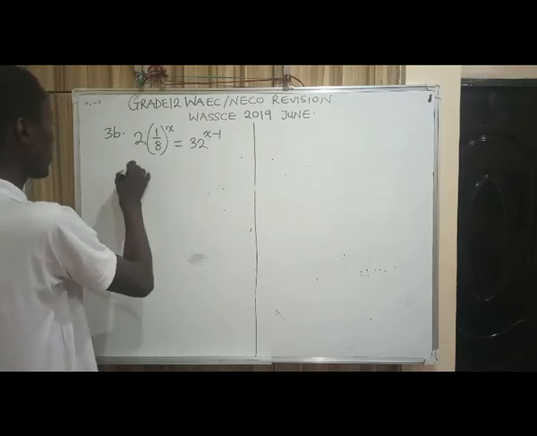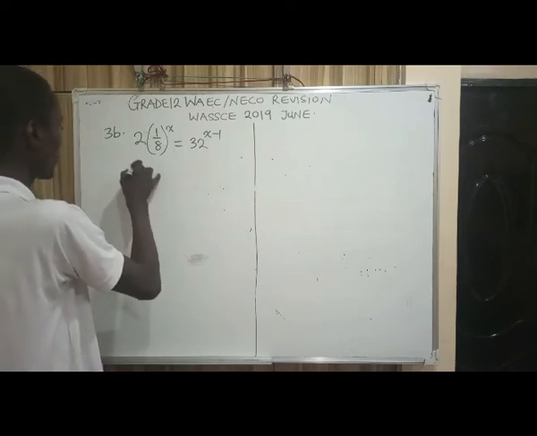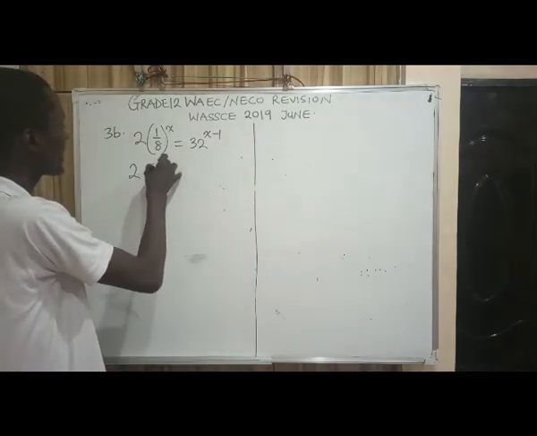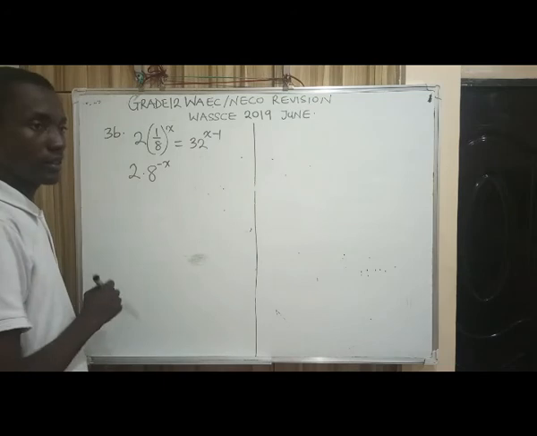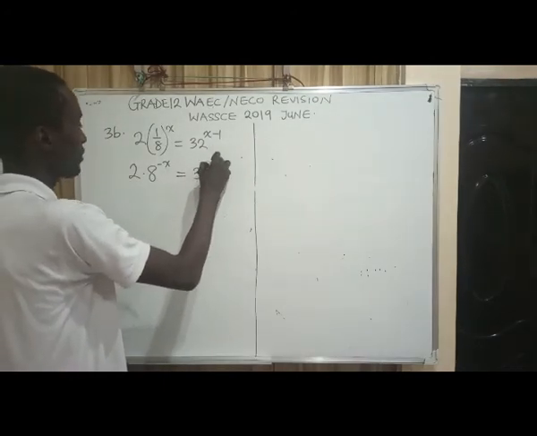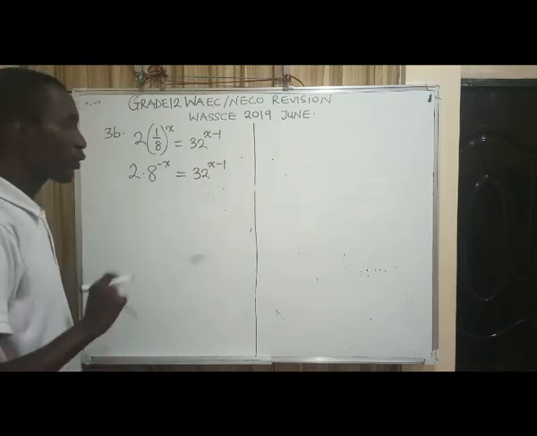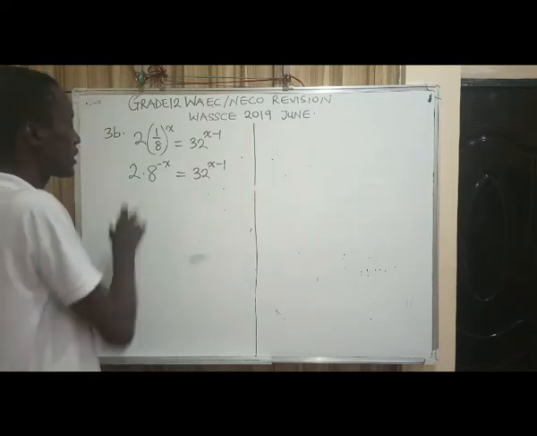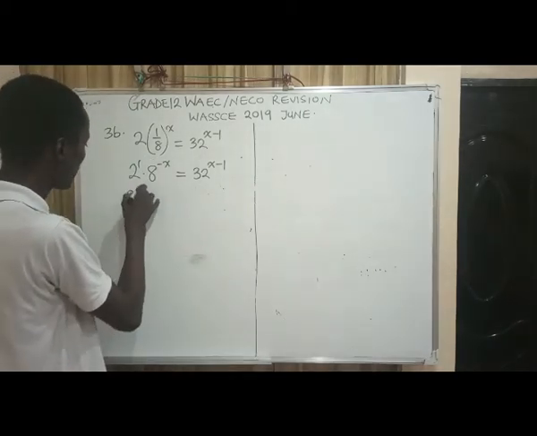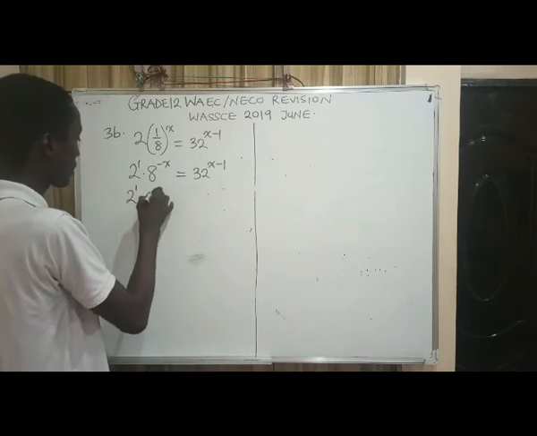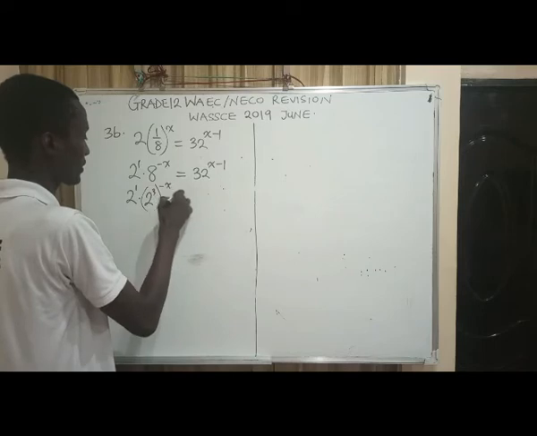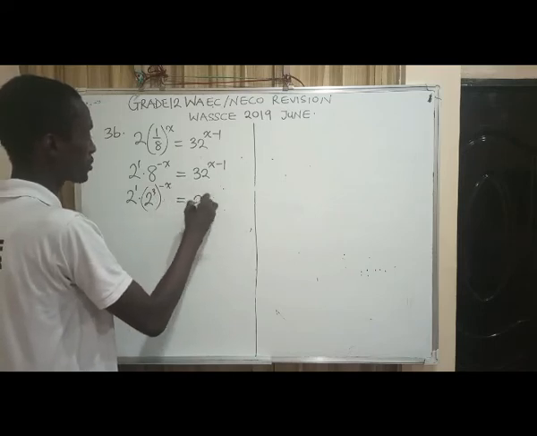So this will be 2 dot, and dot is one way of saying times in maths, 8 raised to the power of negative x equal to 32 raised to the power of x minus 1. At this point, I can introduce that this 2 is actually 2 to the power of 1. So I can now rewrite this as 2 raised to the power of 1 times 2 raised to the power of 3 raised to the power of negative x, equal to 2 raised to the power of what?